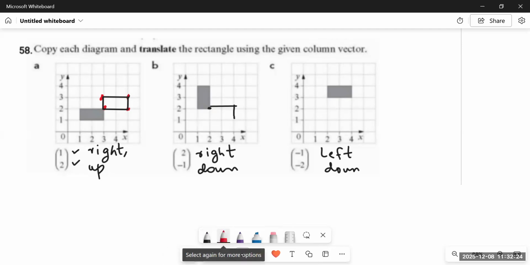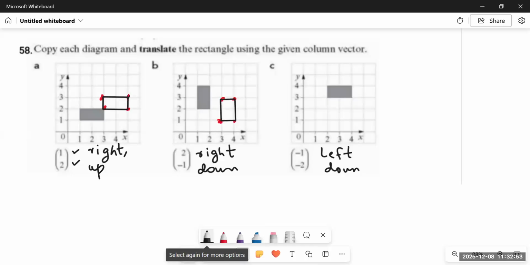So here's the first point. Then 2 to the right, 1 down. Second point, then 2 to the right, 1 down. Here's the third one. And 2 to the right, 1 down. Here's the fourth one. Now, what will we do next? We will simply join these 4 points, and here we will get the translation of this rectangle.